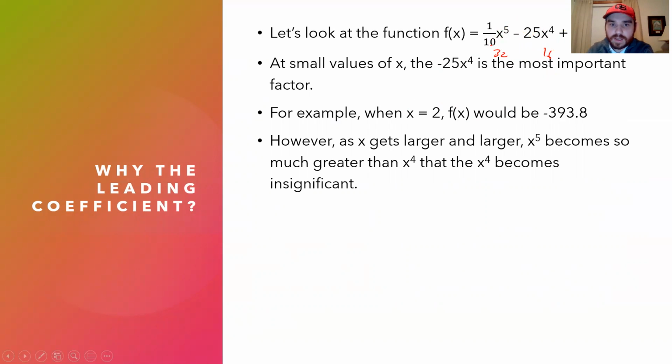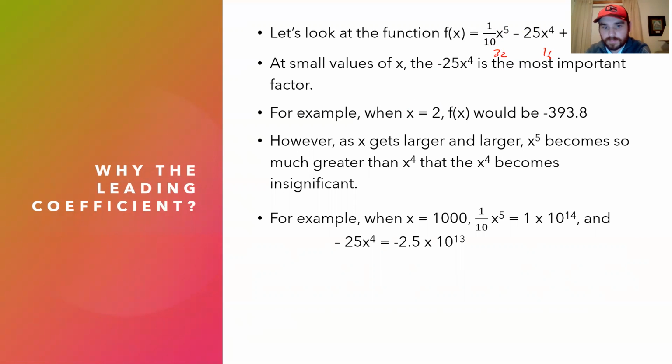However, as x gets larger and larger, x to the 5th becomes so much greater than x to the 4th that x to the 4th becomes insignificant. For example, when x is equal to 1,000, despite the fact that this is being divided by 10 and this one's being multiplied by 25, 1/10 x to the 5th is equal to 1 times 10 to the 14th, whereas negative 25 x to the 4th is equal to negative 2.5 times 10 to the 13th. That means that this one over here is an entire degree of 10 bigger, one whole magnitude.